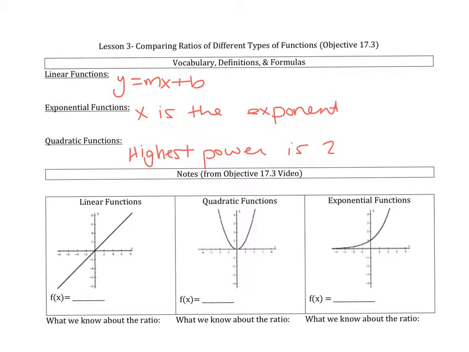Linear functions look like y equals mx plus b. If they're not in that form, as long as the highest power on x is a 1, then it's a linear function. Exponential functions, x is the exponent. An example would be like y equals 3 to the x power. For quadratic functions, the highest power is 2. For example, y equals 3x squared plus 2x plus 1.